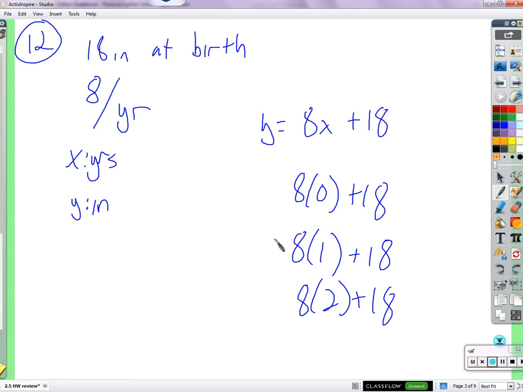So let's see. So we need, first of all, to tell you how many feet it is when it's born. How many feet is it when it's born? 18 inches is how many feet? 1.5. Okay. 1 foot and 6 more inches. And how many feet is 8 inches?